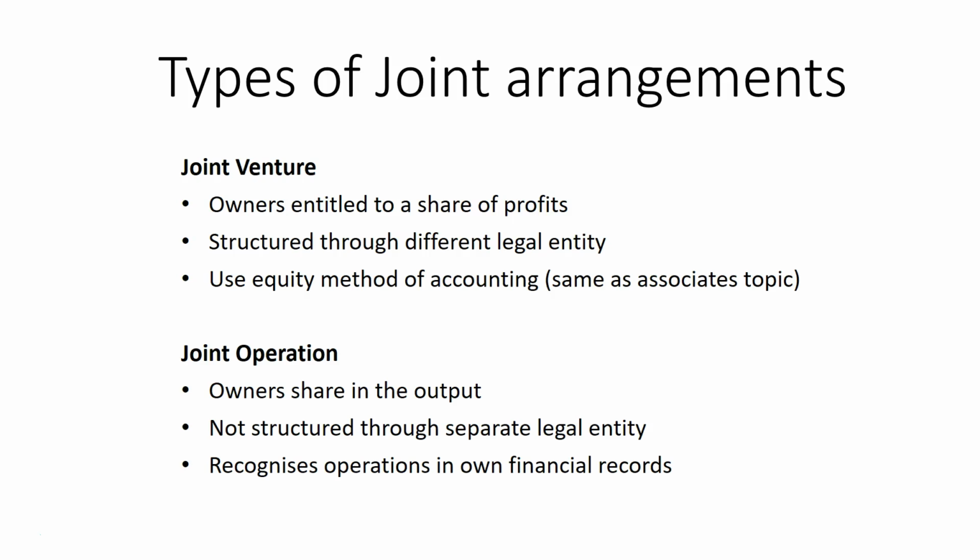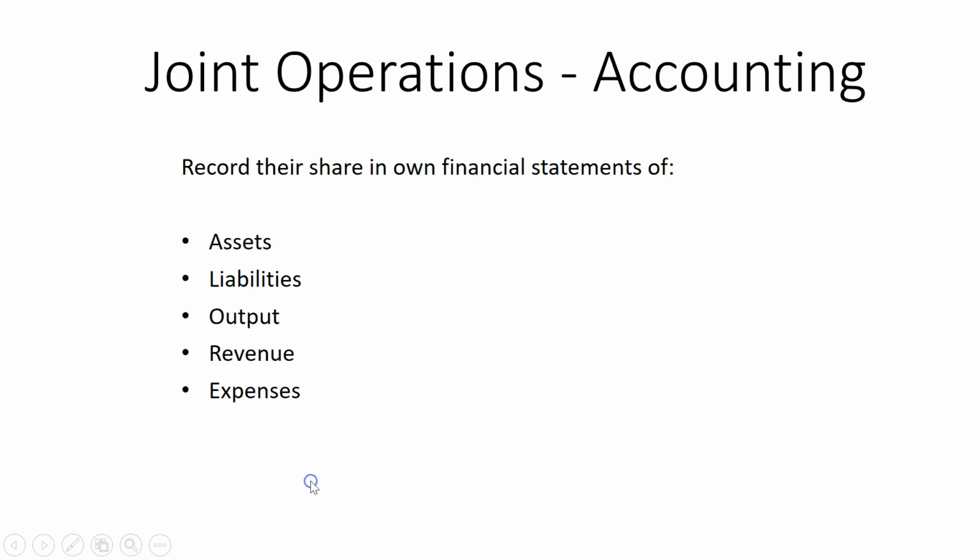So the two different companies will come together and create a new entity to run the joint venture within. In terms of accounting for a joint venture, we use the equity method of accounting, which is the same as the associates topic, the exact same way we'd account for an associate. Because of that, this video is really just going to focus on joint operations. For a joint operation, the owners share in the output. It's not structured through a separate legal entity, so the two entities come together, put their resources together, and operate together. They recognize the operations in their own financial records. So that's what we're going to go through in this video.